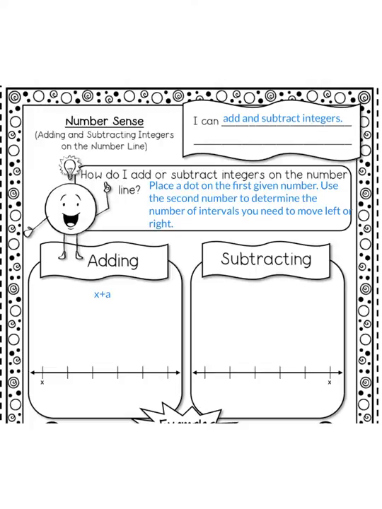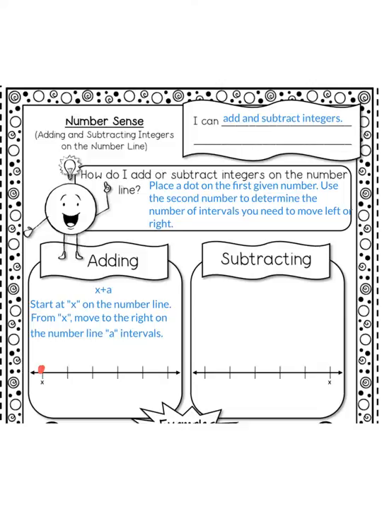Let's take a look at adding first. We are going to look at the example x plus a. So first I'm going to draw a dot on the number line where x is located. Start at x on the number line. From x, move to the right on the number line, a intervals.